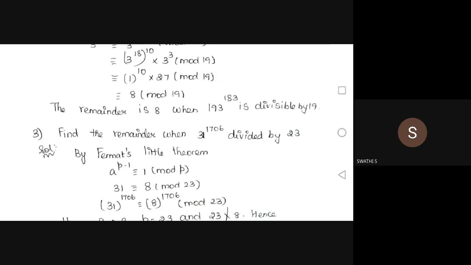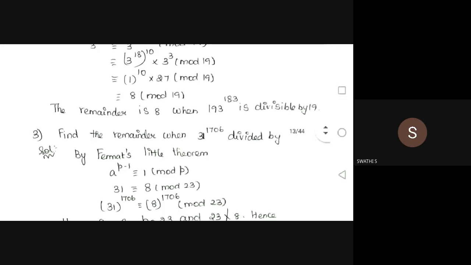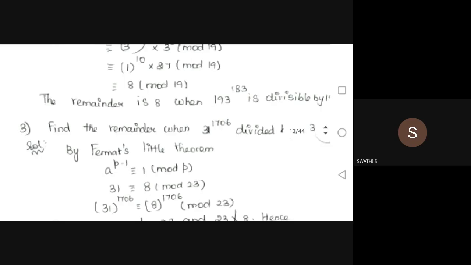So now, raising both sides to the power 1706, 31 to the power 1706 is congruent to 8 to the power 1706 mod 23. Okay. Now in the question, they have asked for the remainder when 31 to the power 1706 is divided by 23. So it is enough to find the remainder when 8 power 1706 is divided by 23.